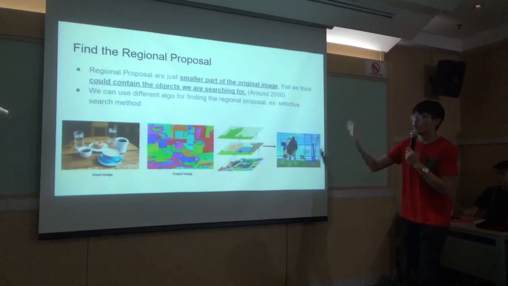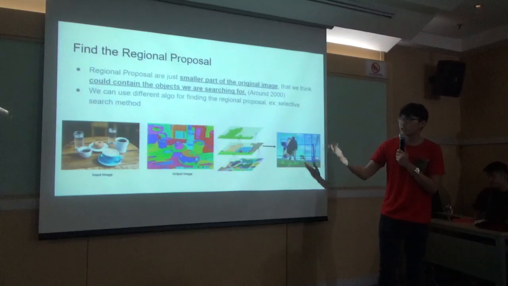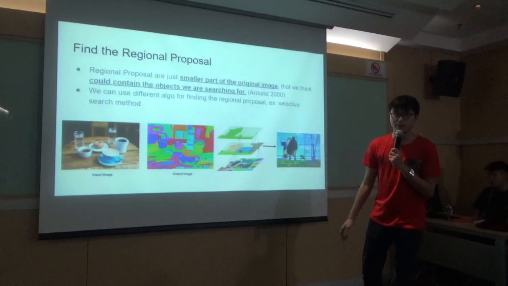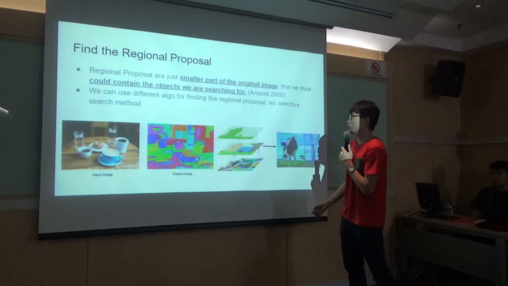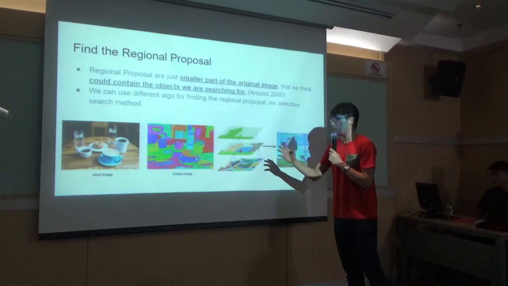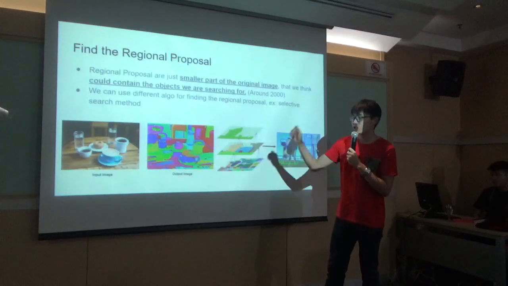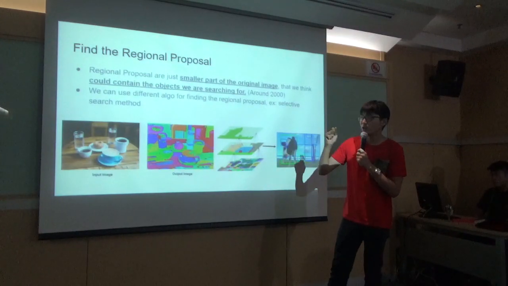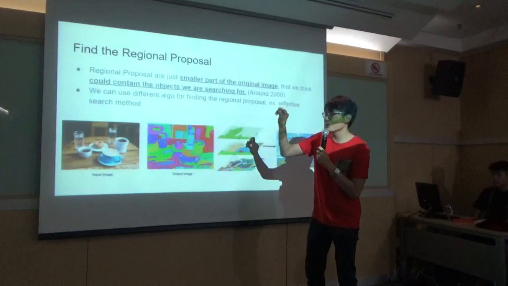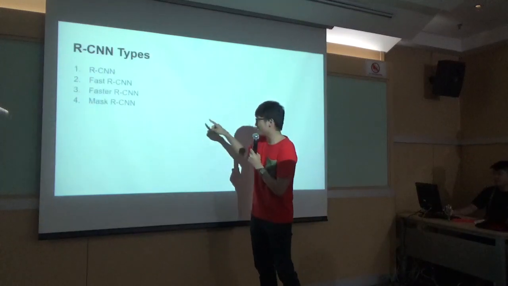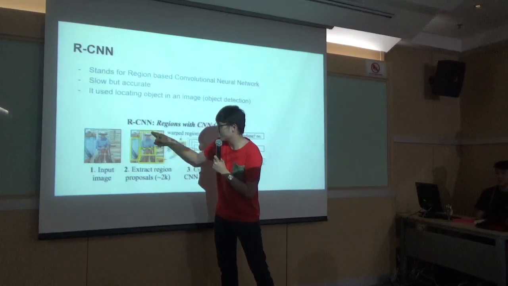First is to find the regional proposals. What is a regional proposal? Regional proposals are small parts of the original image that we think could contain the object we are searching for. If we put it into colors, it could look like this. Each object, it will try to make it smaller. Each box is a small one, and there are a lot of them.